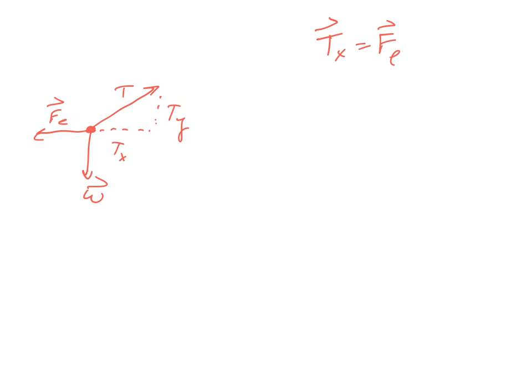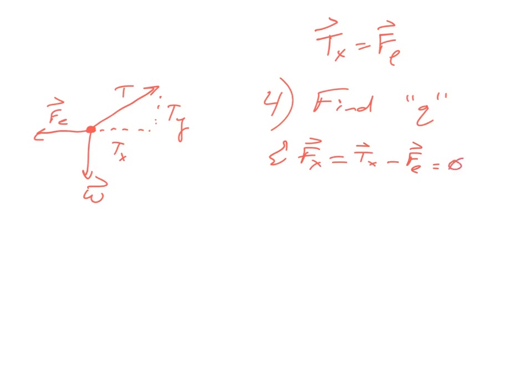So step 4 now, because remember the purpose of this lab is to determine the number of excess electrons. From that, I can get Q. I can get the charge on the balloon. The way that I'm going to do that is that I know that Tx and Fe are equal, okay? So the sum of the forces in the x direction equals Tx minus Fe, and that, of course, is going to equal 0.